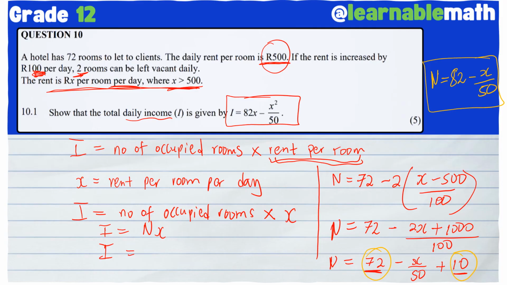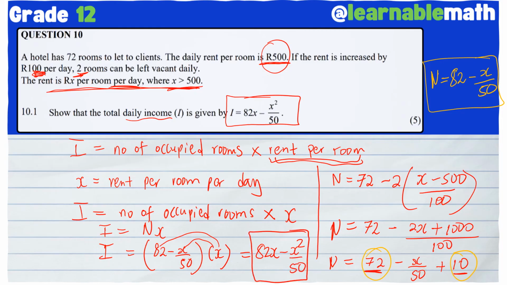The income is equal to the number of rooms that can be occupied multiplied by what? Multiplied by the rent per room per day. Okay, the number of rooms that can be occupied, we have the expression, which is 82 minus x over 50. This is multiplied by the rent per room per day, which is your x. Then x times 82 will be 82x. Then x times this one will be minus x squared divided by what? By 50. Okay, which actually gives us that expression. So we have shown that the income is 82x minus x squared divided by 50.